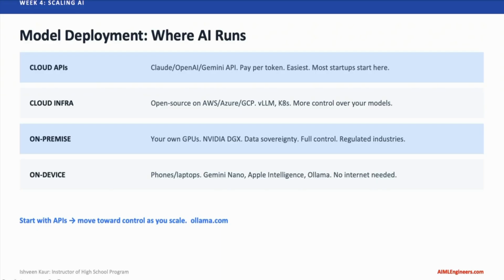Option 2 is cloud infrastructure. You can use an open source model where you can download the model like Llama or Mistral, and you can deploy it on a hyperscaler like AWS, Azure, or Google Cloud yourself. You'd be renting the GPUs and running the model on your own terms.